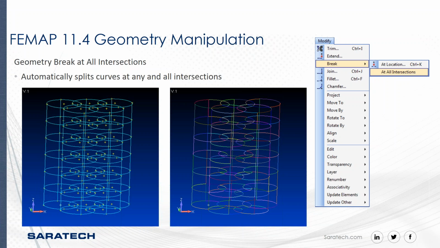So now there's a new function, which is under Modify, Break, At All Intersections. And as soon as you click that, the program is smart enough to know at what points these curves intersect, and it'll break them down into a series of curves that you can now model and mesh to your liking.